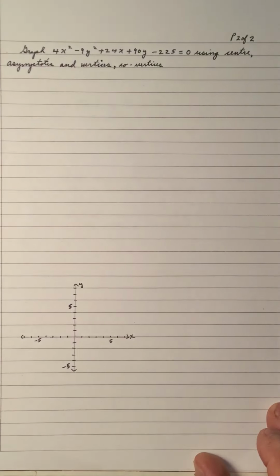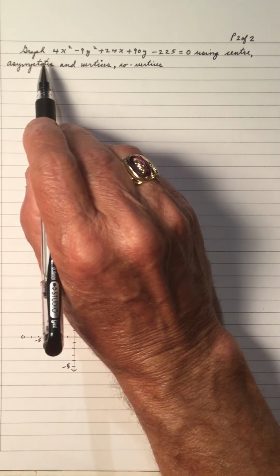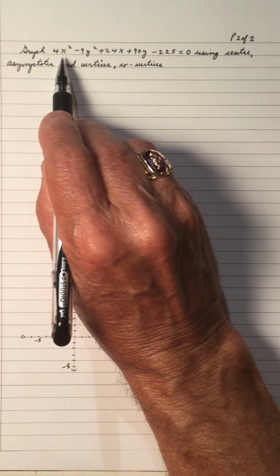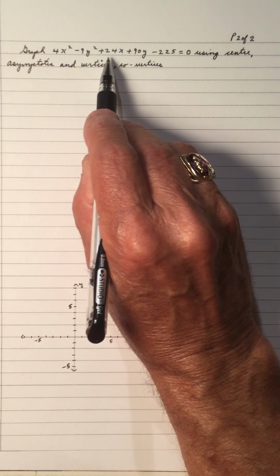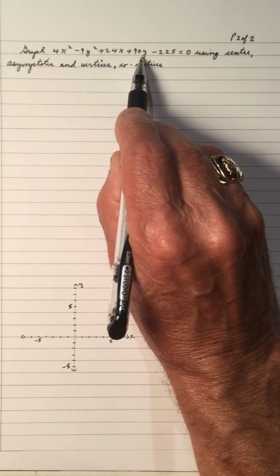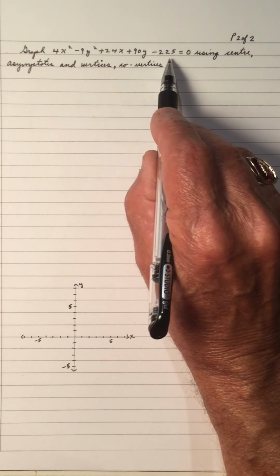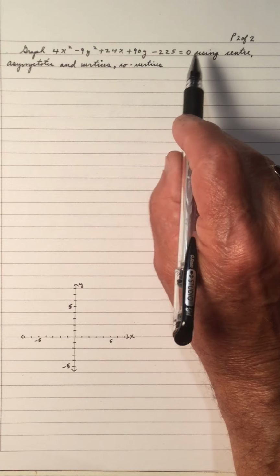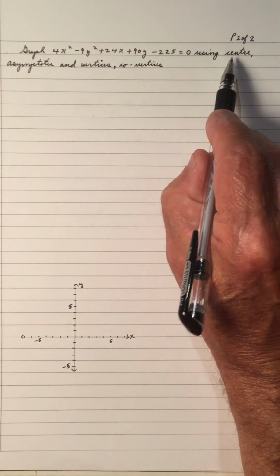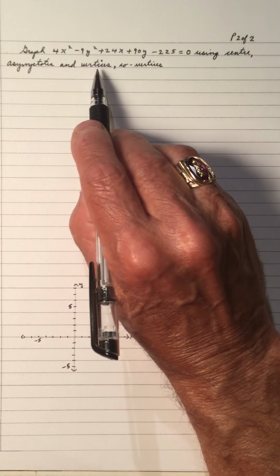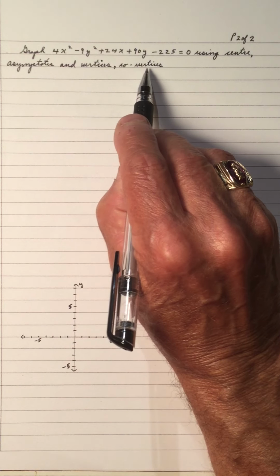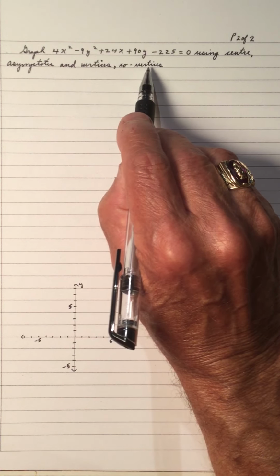Hi, welcome to my video on extra problem number 2 pertaining to hyperbolas. We have an equation here and we want to graph this equation. It's 4x squared minus 9y squared plus 24x plus 90y minus 225 equals 0. And we're going to graph using the center, asymptotes, vertices, and co-vertices or conjugate vertices.